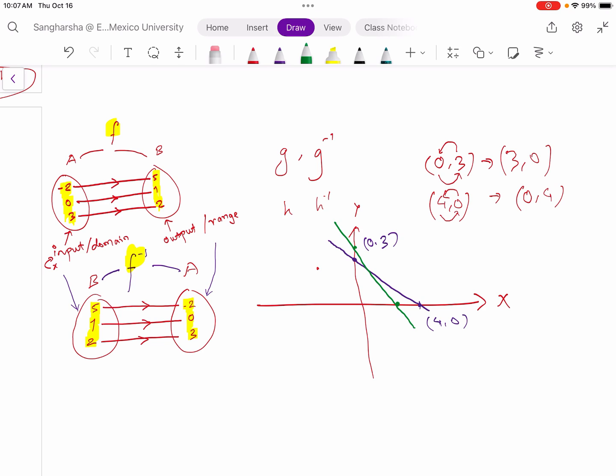Okay, any question up to here? So finding the inverse means we are switching x coordinate and y coordinate, or we are switching domain and range. If we switch domain and range and get a new function, that new function will be an inverse of the original function.